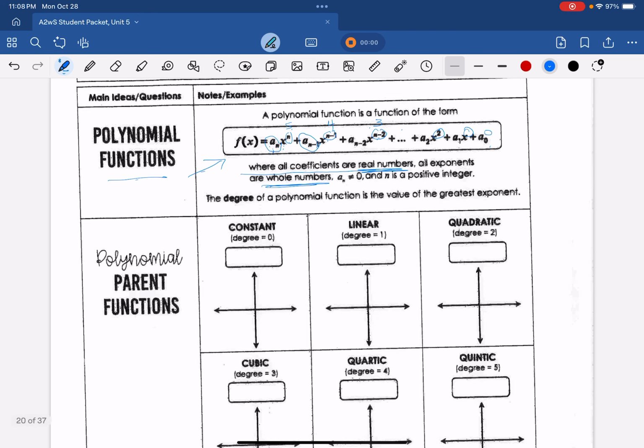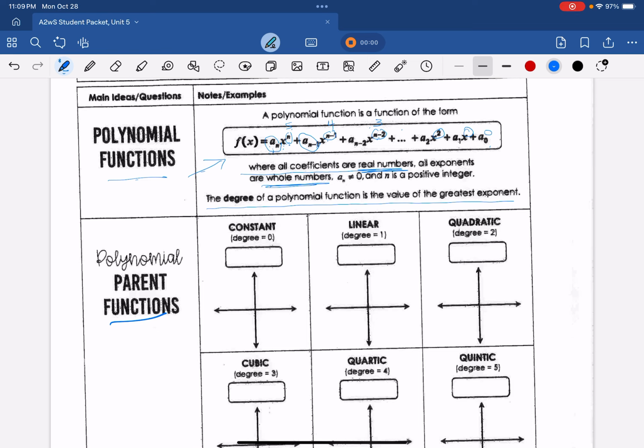You're never, like I said, going to have to write it. And then the degree of the polynomial function is the value of the greatest exponent. So whatever the biggest exponent is, let's say it's a 5, then this would be a 5th degree polynomial. If our largest was a 4, it would be a 4th degree polynomial, and we know that's a quartic. Okay? Now let's go back and talk about parent functions again.